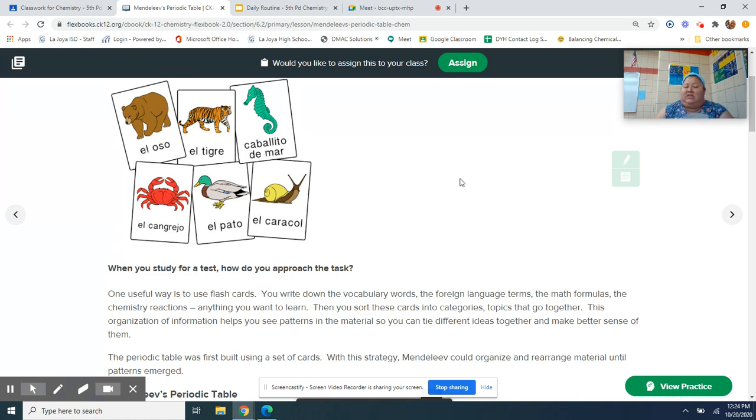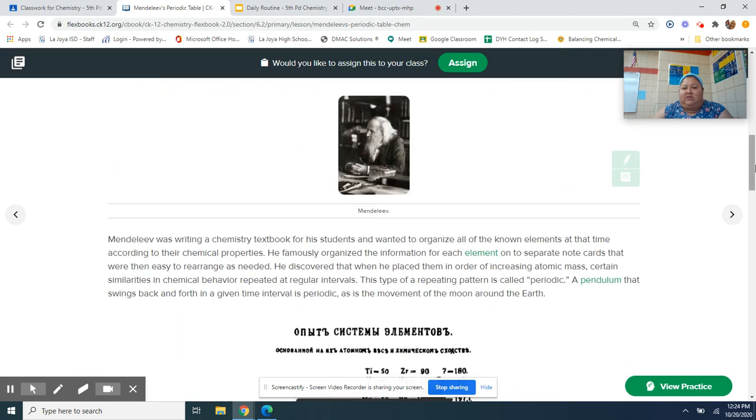But in this case, when Mendeleev was trying to create his version of the periodic table, he put all those 68, 63, I don't remember, elements on flashcards, and he spread them out on a table, and he moved them left and right, and he moved them everywhere, trying to see if there was a pattern, trying to see if there was a way where he can arrange them so that it's easy to understand. Okay, so let's see what he came up with using this strategy.